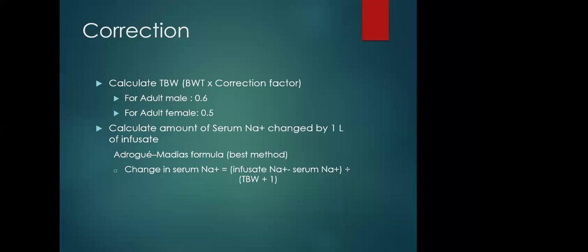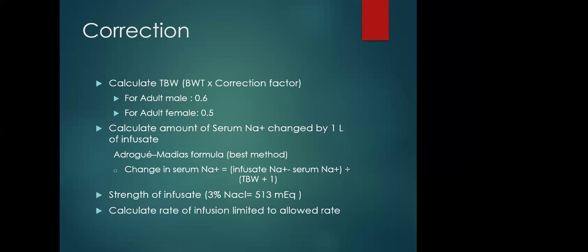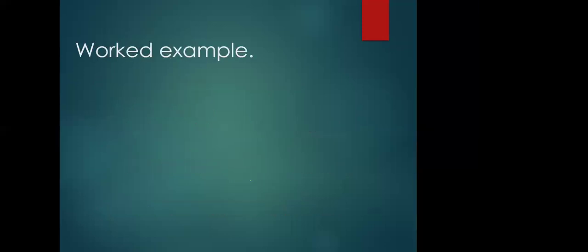This equation is available. And then you know the strength of the fluid you are going to use as the infusate. What fluid are you going to give this patient? Are you correcting with hypertonic saline or normal saline? And then number 3 is to calculate the rate of infusion, limited to the allowed rate at which you are going to correct. There are a lot of things going on here, but bear with me, we will go through some worked examples.